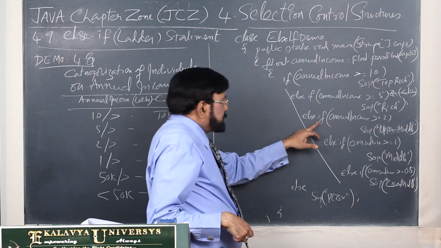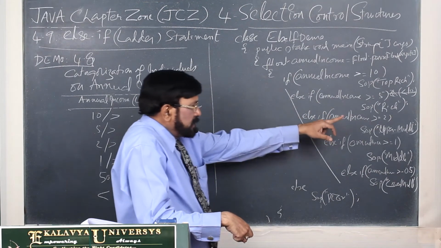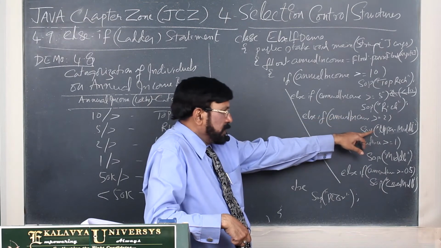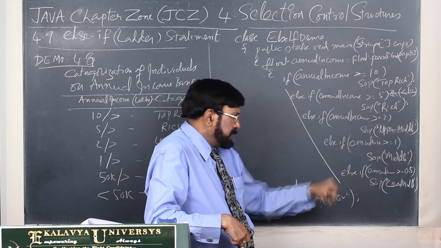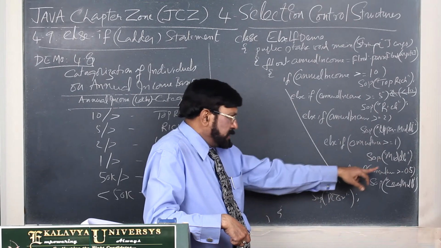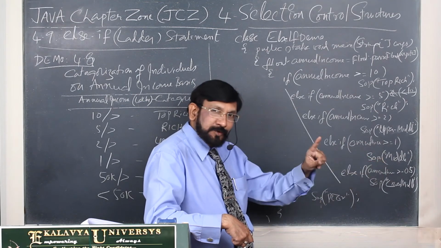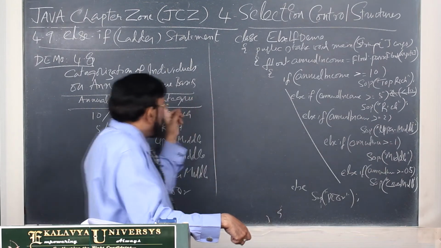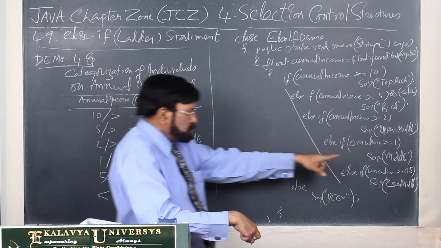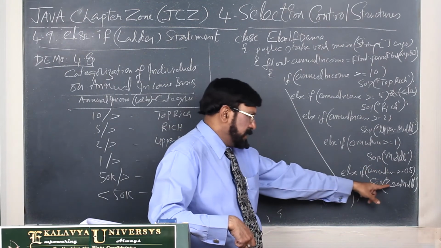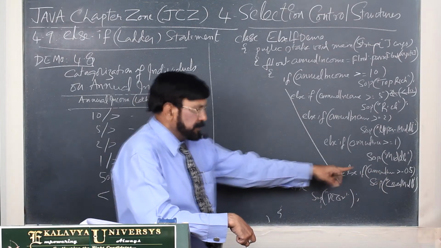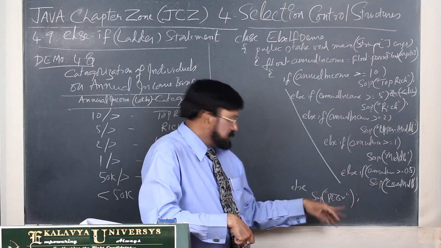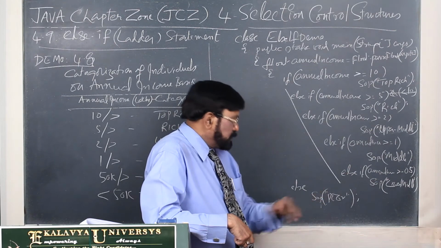Okay, next, else if annual income 2 lakhs or more, upper middle. Else if annual income 1 lakh or more, middle. Else if annual income 50,000, how can you represent it? You round it off to lakhs, so 0.5. Then that is lower middle. And else, what is the meaning? Below 50,000, so else is for that.